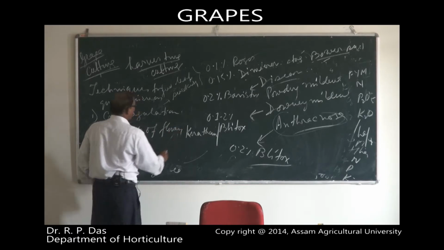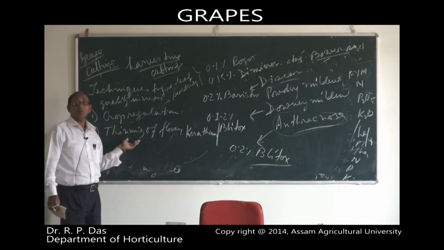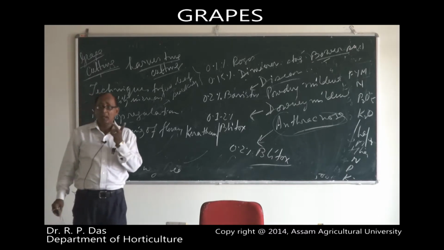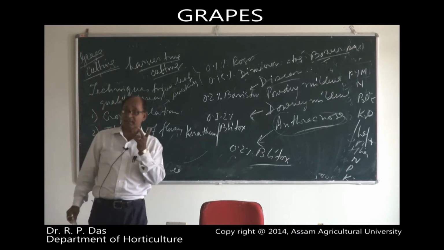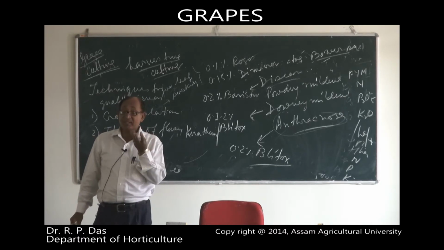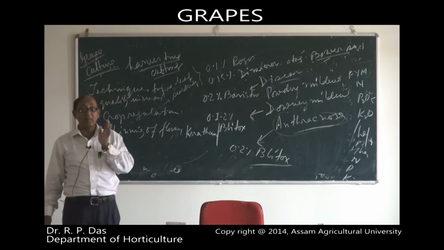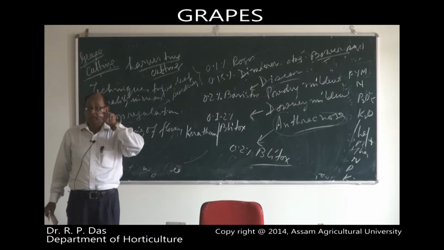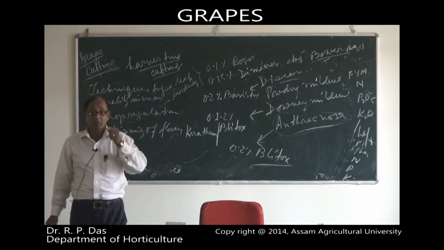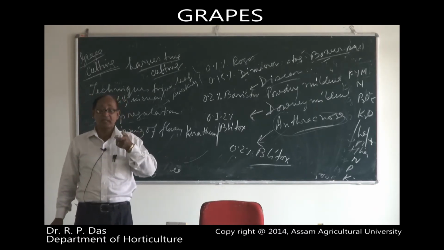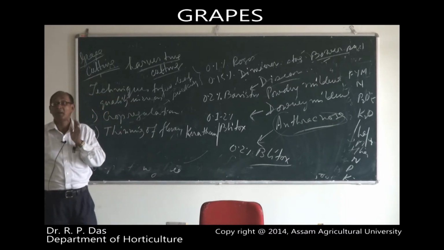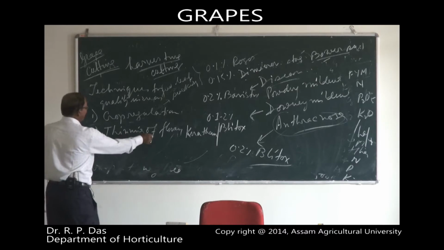Flower thinning. Of course, the flowers are so small and compact, because in one bunch 50 to 100 berries on average are there, and each individual berry represents one flower. So they are so compact that at the time of flowering it is not possible. So only after berry formation and fruit set, with the help of a scissor, you remove the inner undeveloped berries. That is thinning of flower.